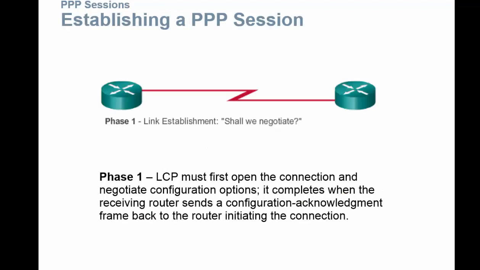There are three phases when we're establishing a PPP session. The first phase is the link establishment. It's kind of like, shall we negotiate? LCP must first open the connection and negotiate configuration options. It completes when the receiving router sends a confirmation acknowledgement frame to the router initiating the connection.